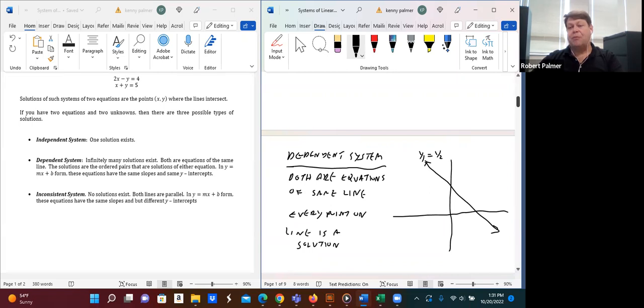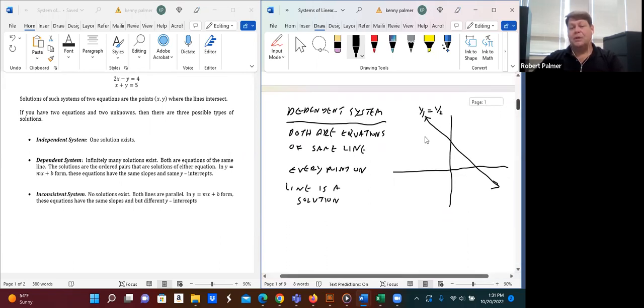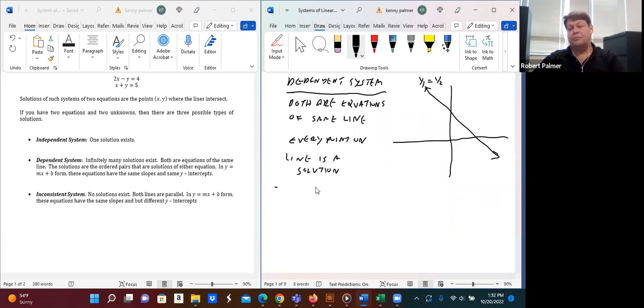Now, sometimes people say that for a dependent system, you have an infinite number of solutions, and that's true, but you have to be careful about saying that. It's not really descriptive enough, because although every point on this line is a solution, and there are an infinite number of solutions on the line, it doesn't mean any point in space is a solution, only points on the line. So for a system of two linear equations with two variables, these are the only three possibilities. If you have more equations with more variables, there are more possibilities, but for two linear equations with two variables, these are all the things that can happen.